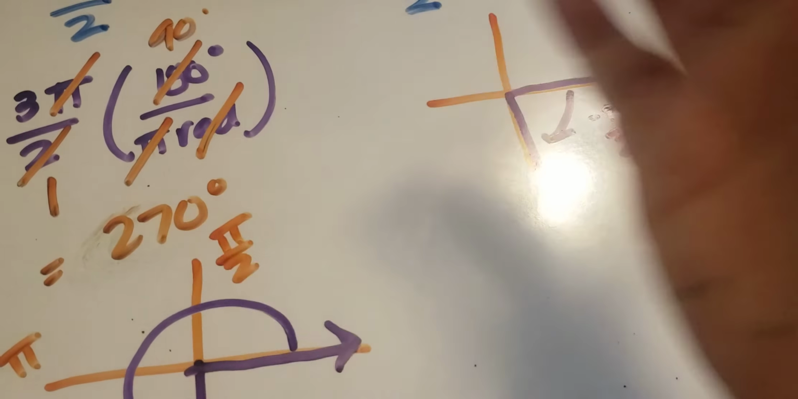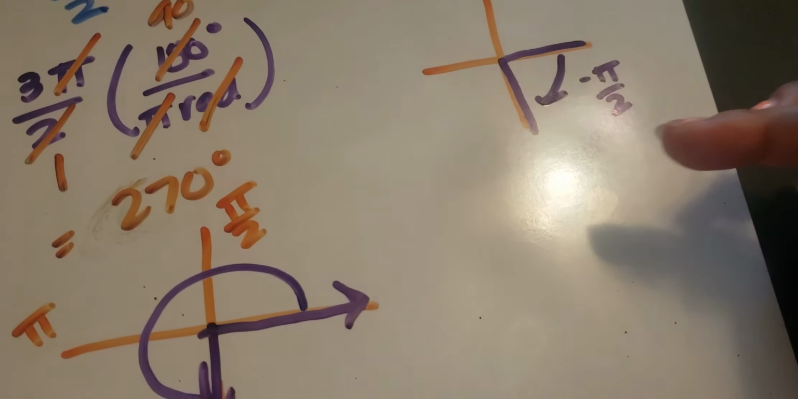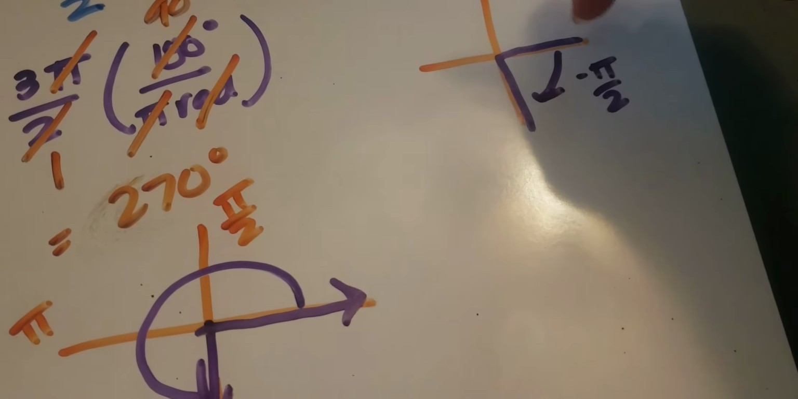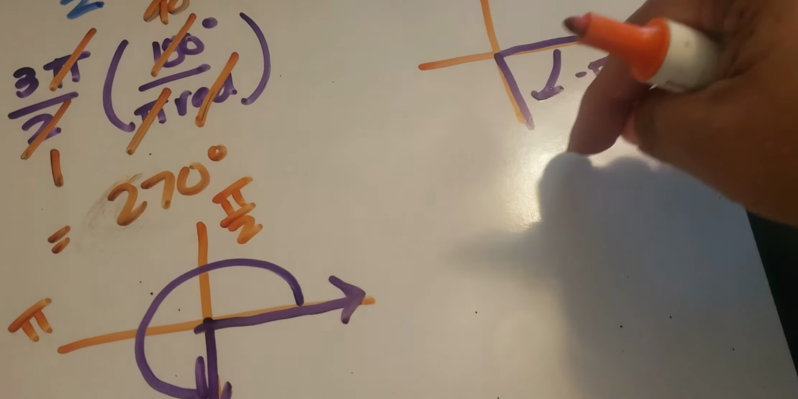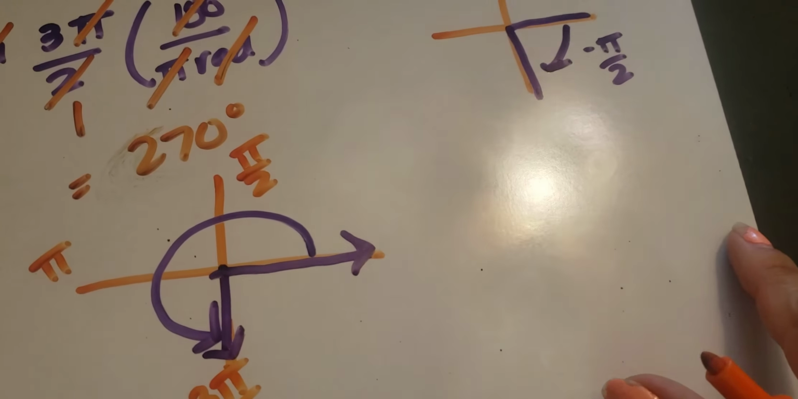I actually picked the easiest ones, and I'm sorry for that. But negative pi over 2 would be this. Remember, this is pi over 2, so it's just a quarter, but instead of drawing it this way, we draw it this way, clockwise. All right, guys, moving on to the next one.